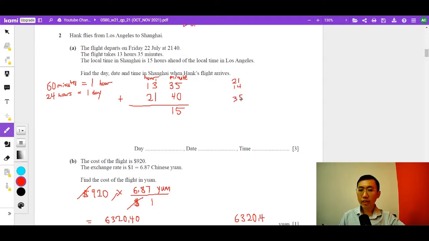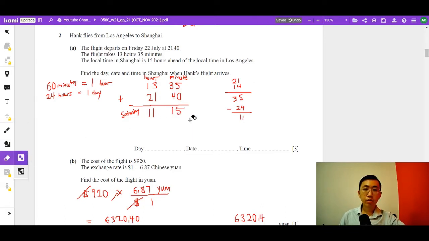But we don't write 35 because every 24 hours will become the next day. Okay, so I will minus off 24 from 35. Your remainder right now is 11 o'clock the next day already, right? 11 o'clock the next day. So Friday has now changed to Saturday, right? Saturday the next day, 23rd July. The next day, 11 o'clock 15 minutes. All right. So we have done the working so far.